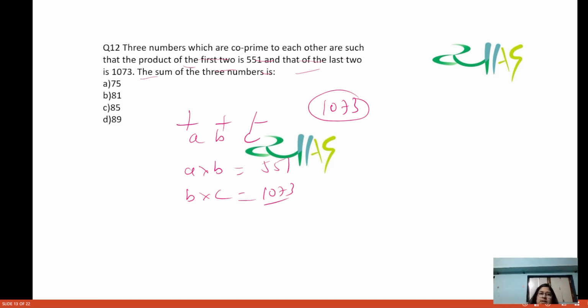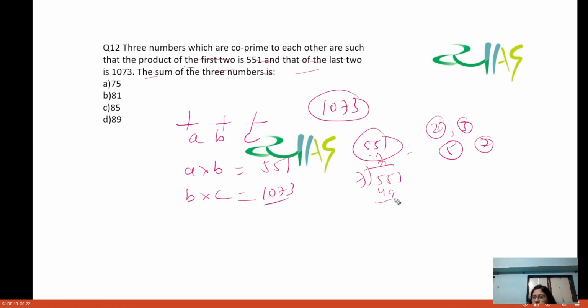Okay, so what are these numbers? Basically, if you start checking 551, it is not divisible by 2, not divisible by 3, not divisible by 5. It is not divisible by 7 either. You can check it: 7 7s are 49. All right, and you have 6, and then 1 is left. Okay, so it is not divisible by 7 either. Let us check divisibility by 11. Not divisible by 11 as well.